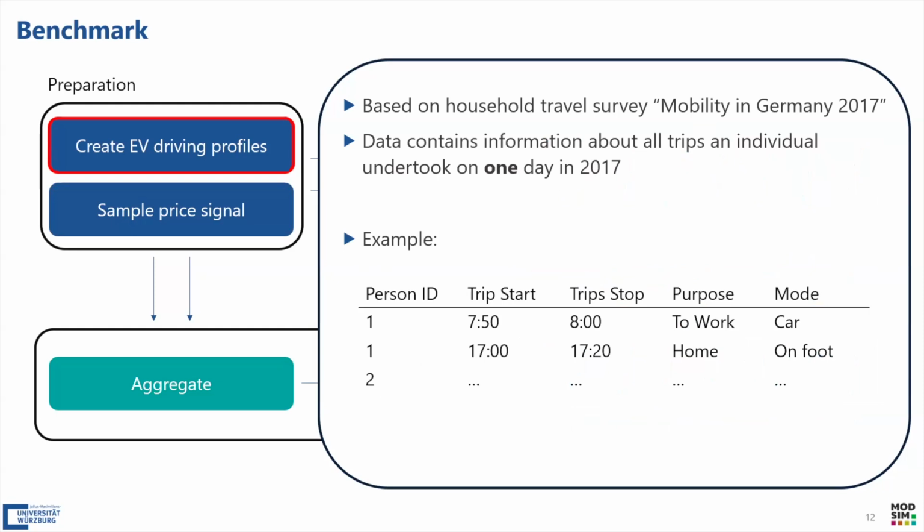It's just a data set that includes a lot of trips of real people on one day in 2017. So you can see an example here of how that data set is basically built up. We have a specific person and one trip for the person. This one is going to work at the beginning of the day, and then the same person will go back home at the end of the day. And we have like a large CSV file with a lot of these trips of individual people.